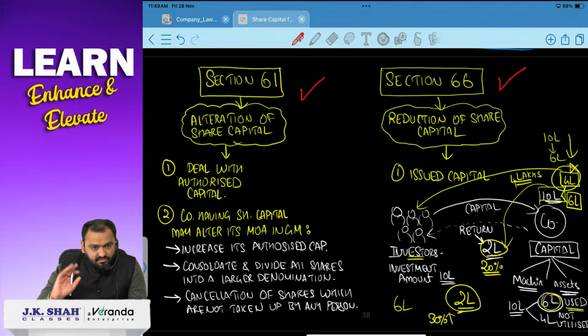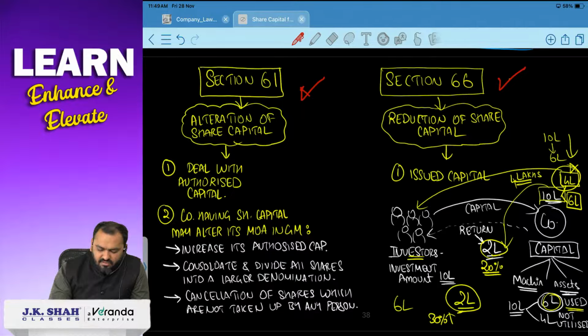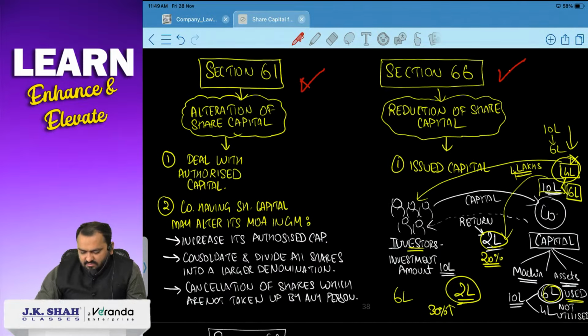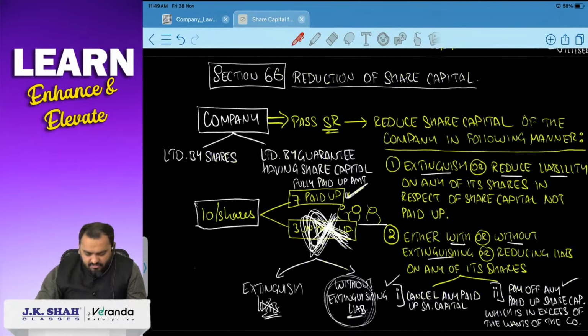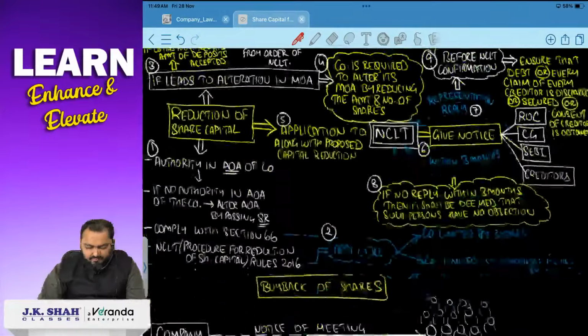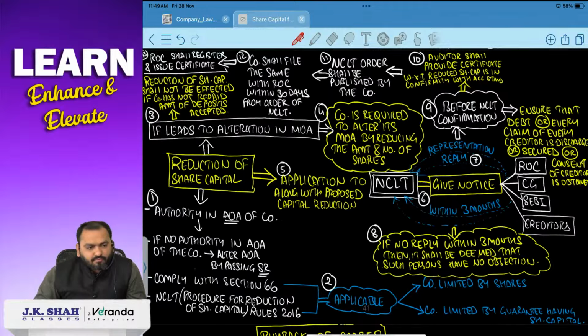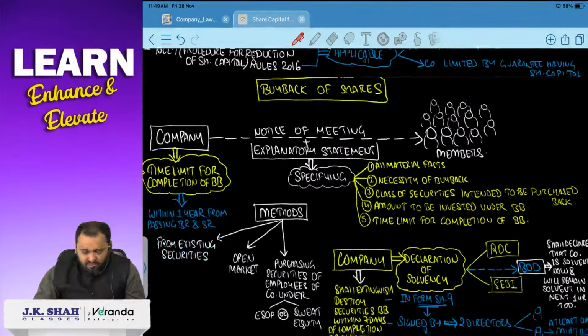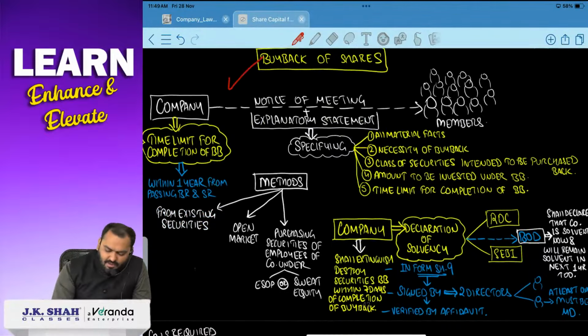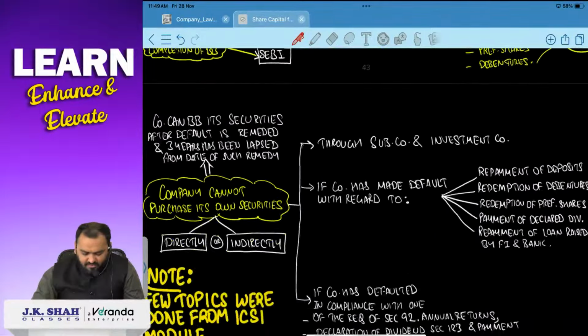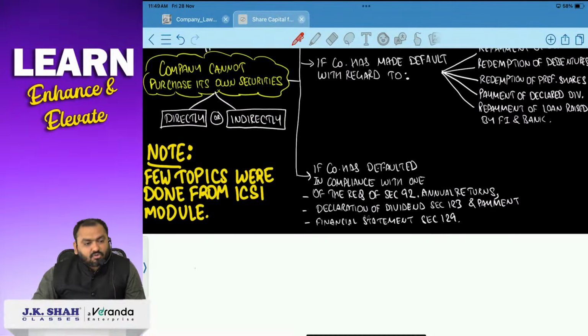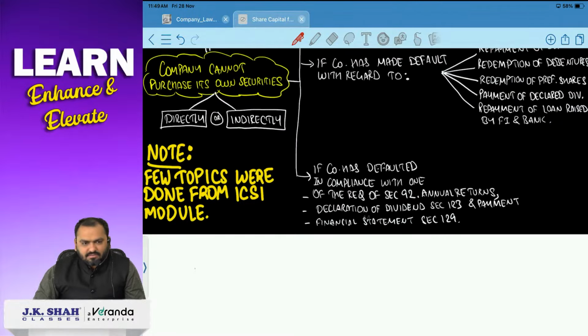Section 61, 66. In 61 you have done the MOA and AOA alteration of share capital. Section 66 is reduction of share capital, and this is the procedure. You can follow the points: the 13-point procedure is done, the NCLT approval procedure. And then buyback of shares. After buyback of shares, the chapter is over. And what is left is types of prospectus.